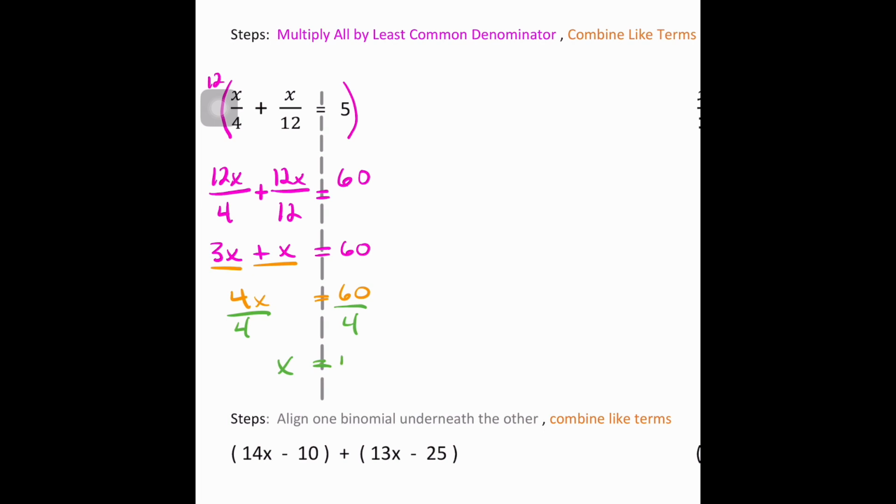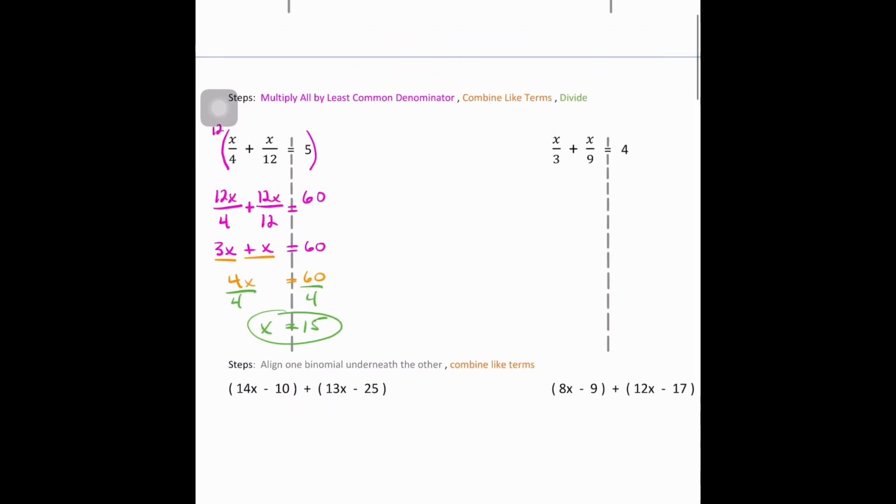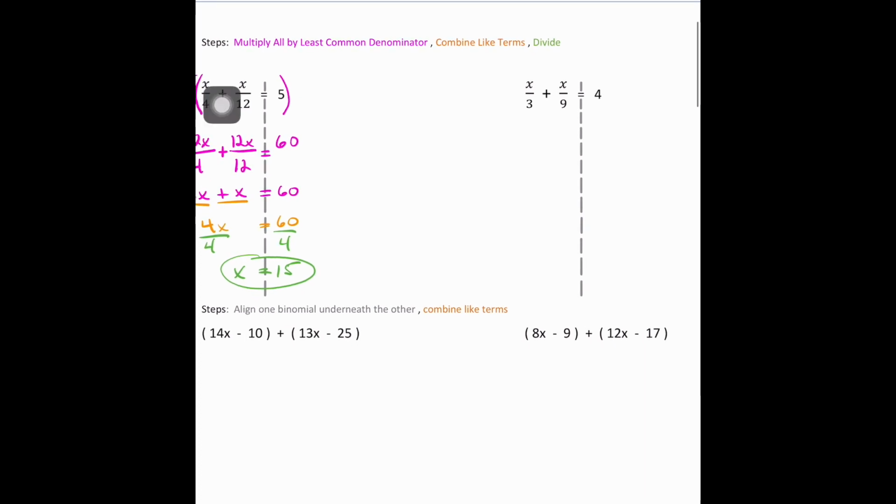X equals 15. Go ahead and circle your answer. Now at this time, I would recommend to pause the video, take that down. All right. Also, go ahead and jot this down because you'll try that following. All right. Now, just taking a look at the notes here.